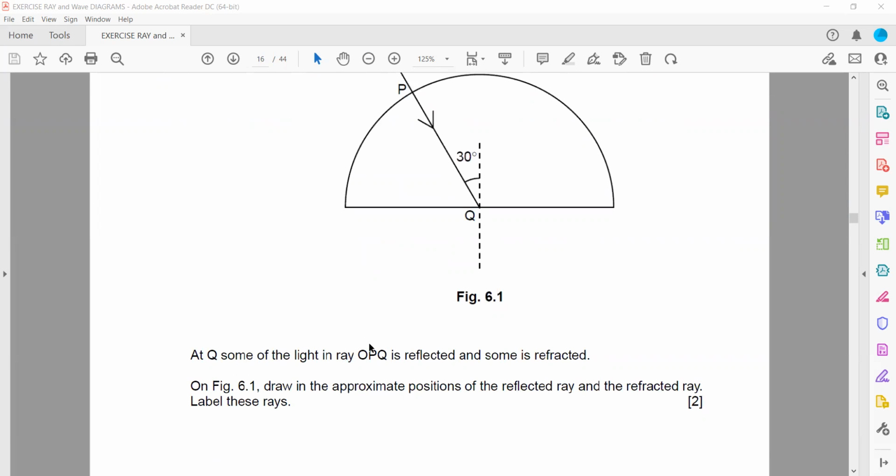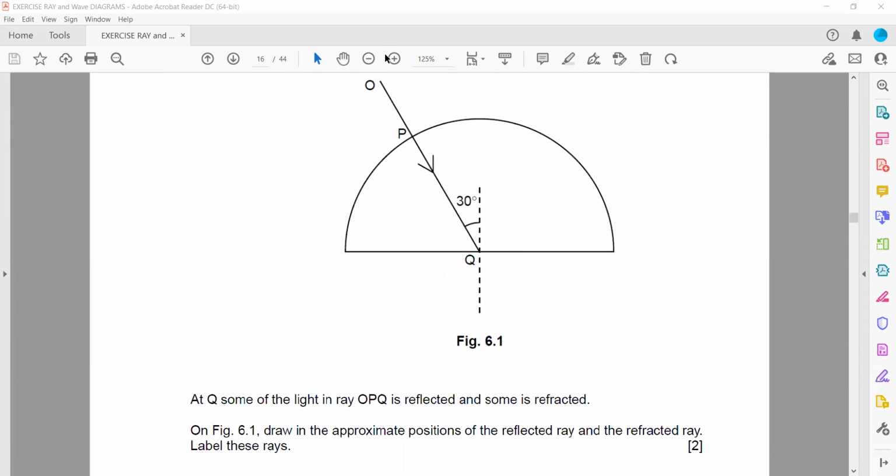At Q, some of the light is reflected and some is refracted. Draw the approximate path. Because some of the light is reflected, it will follow the law of reflection. It will be 30 degrees. And some of the light is refracted, moving from glass to air, speed increases. If speed does not change, it passes straight. If speed decreases, it bends toward the normal. But speed increases, so it will bend away from the normal.